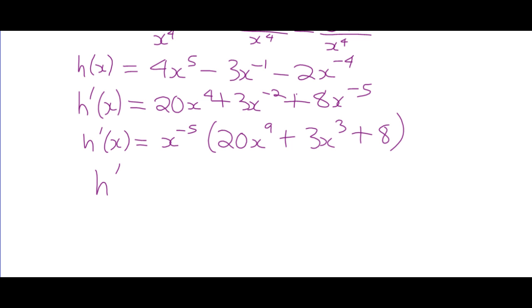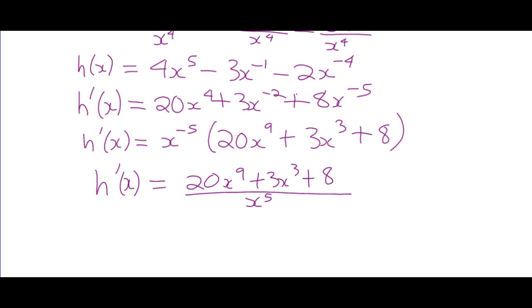Equals. All right, so what do we got? 20x to the 9th plus 3x cubed plus 8 over x to the 5th. Right, so we're looking at the derivative in basically the same form that the original equation was given in, as a single rational expression. All right, moving right along.